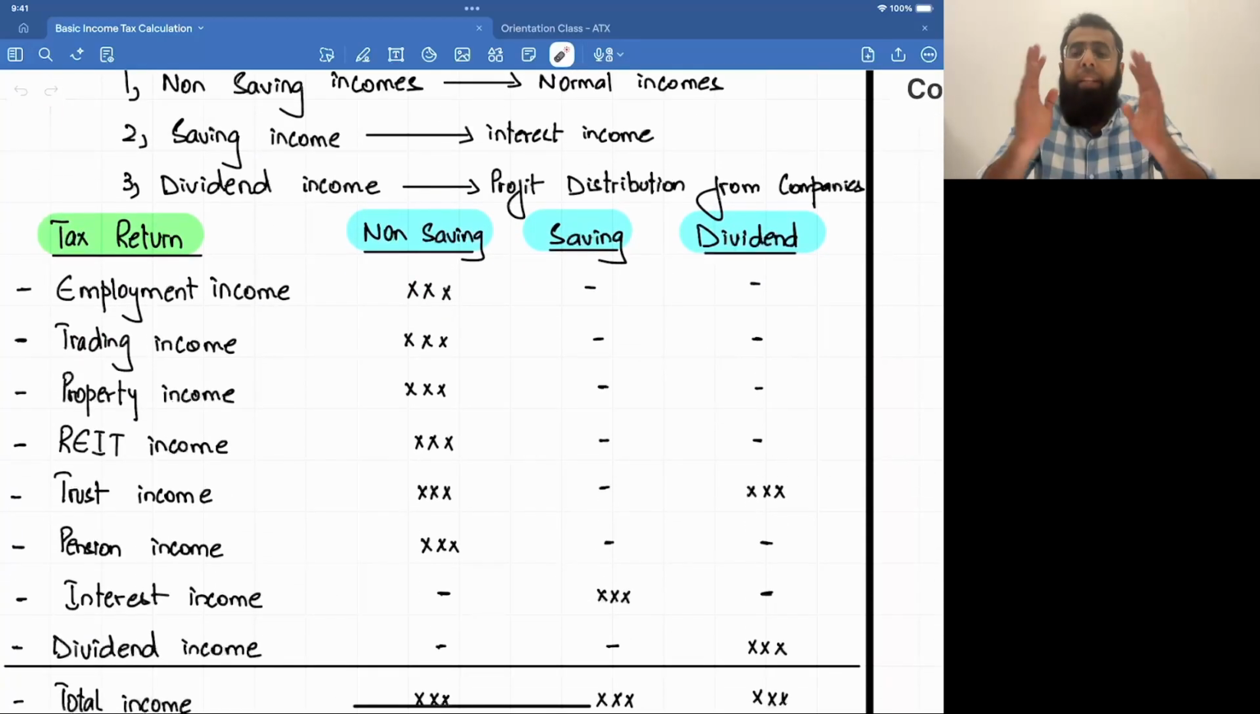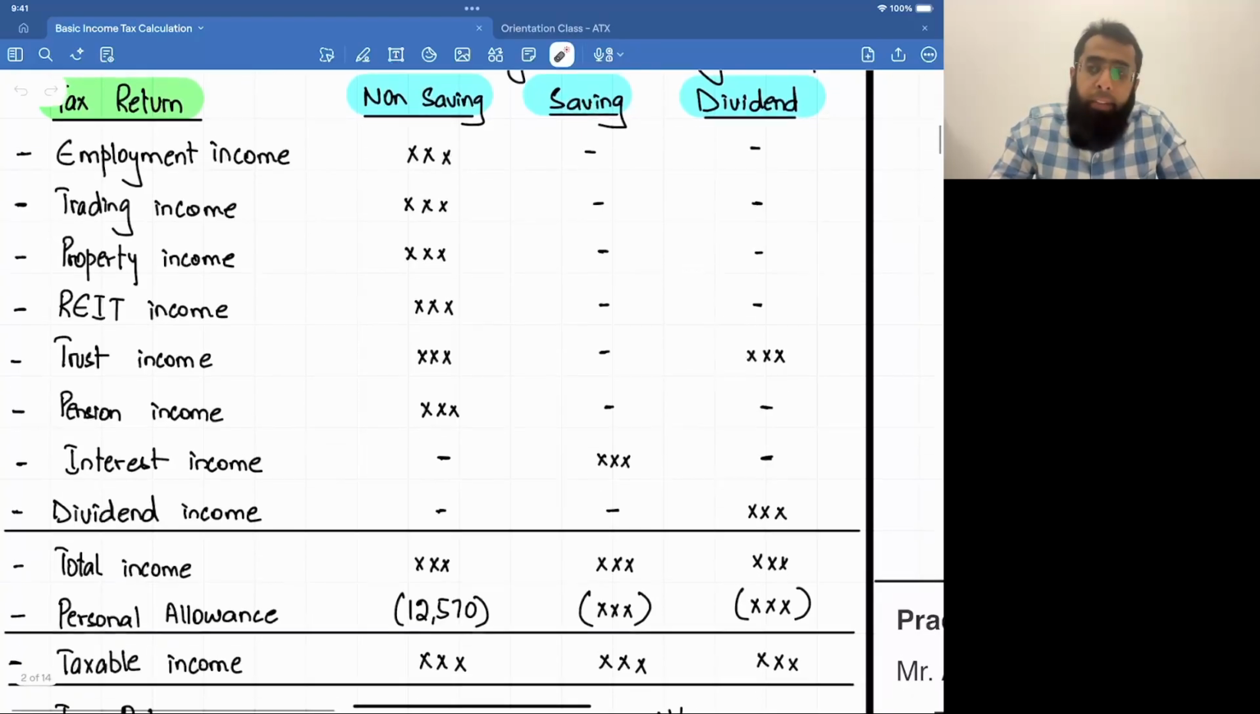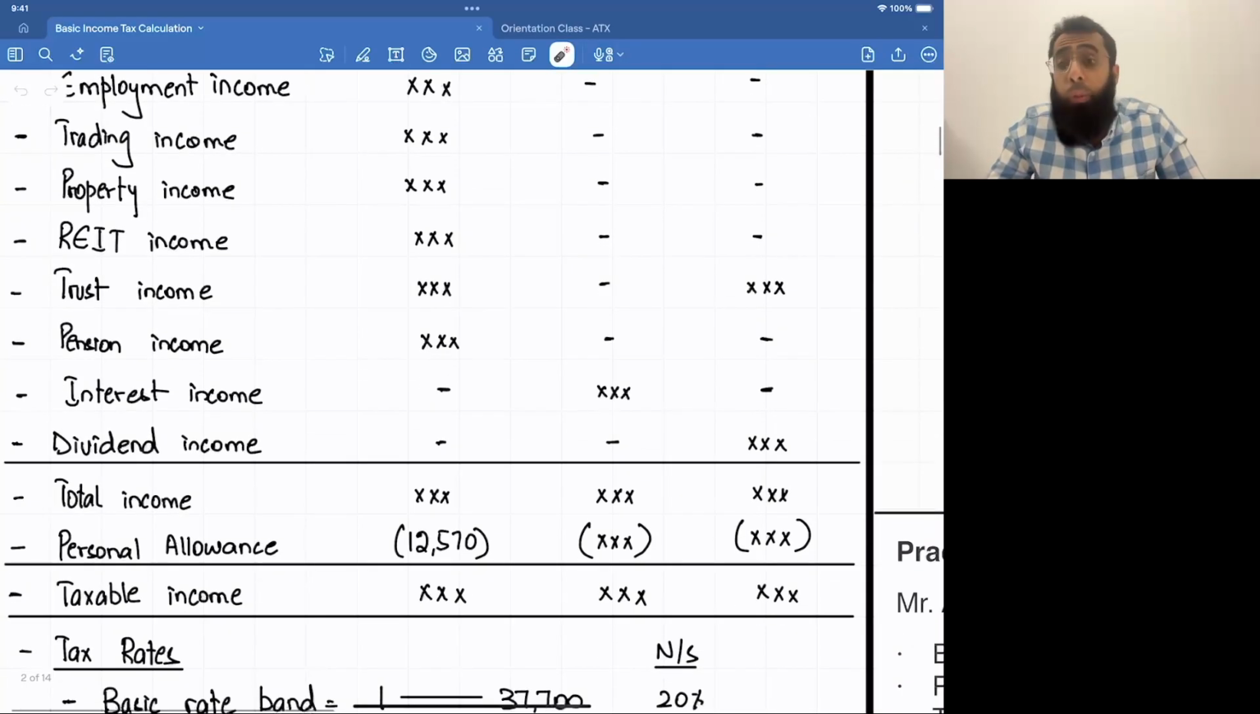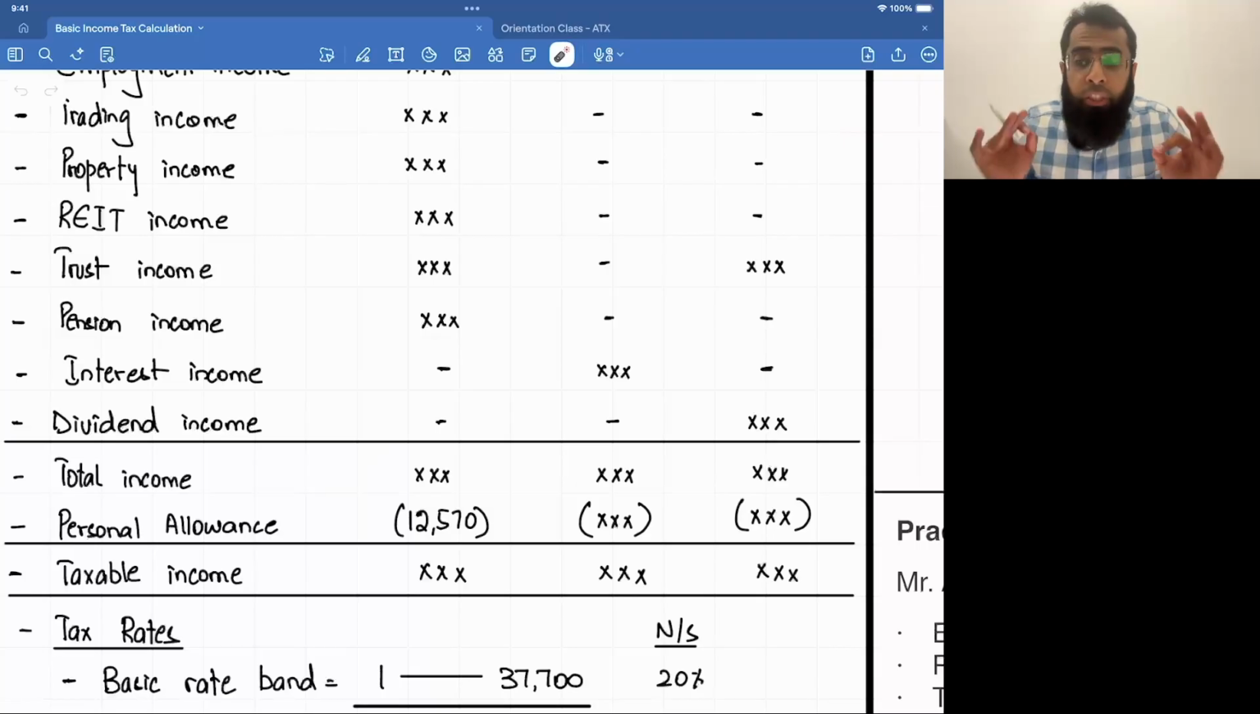We have kick-started it. Employment, trading, property, real estate investment trust, trust incomes, pension income, these are all detailed discussions which we'll be doing. Interest income goes in saving, dividend goes in the head of dividend. You add up all of the incomes to arrive at the value of total income. You deduct your personal allowance, £12,570.